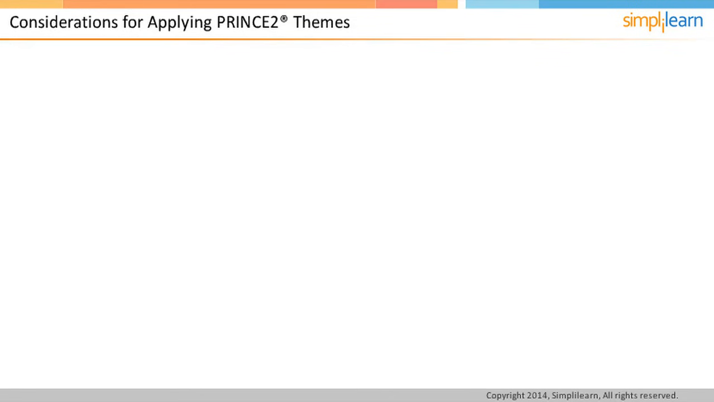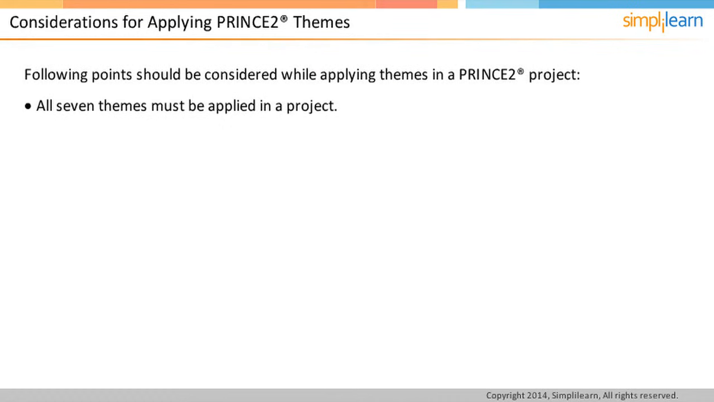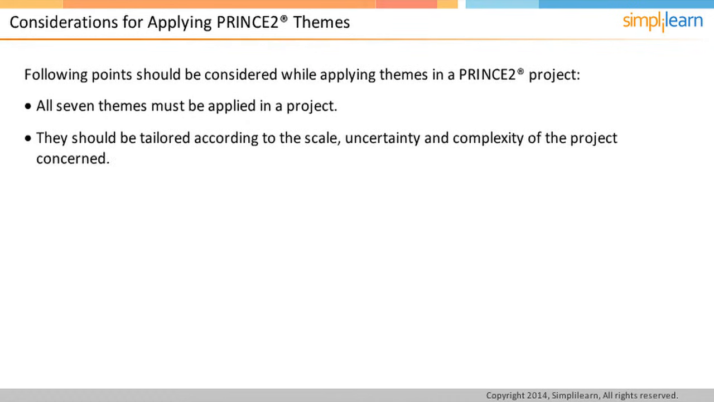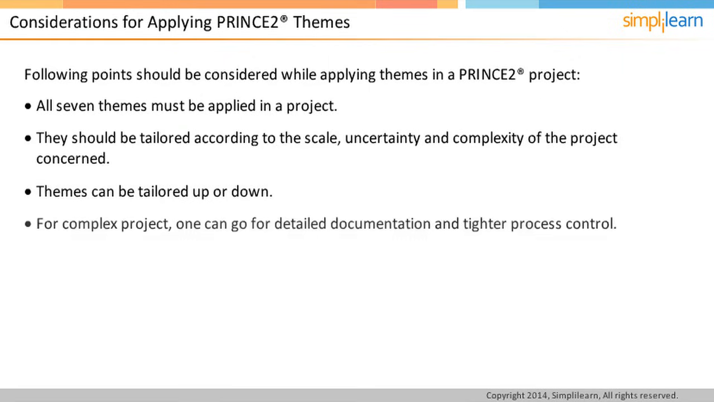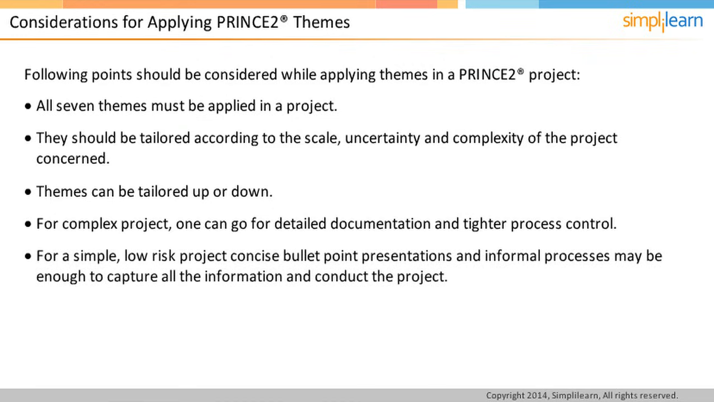All 7 themes must be applied in a project. However, they should be tailored according to the scale, uncertainty, and complexity of the project concerned. Themes can be tailored up or down. This means for a complex project, one can go for detailed documentation and tighter process control. For a simple, low-risk project, even a concise bullet points presentation on how themes should be implemented in a project and informal processes would be adequate.